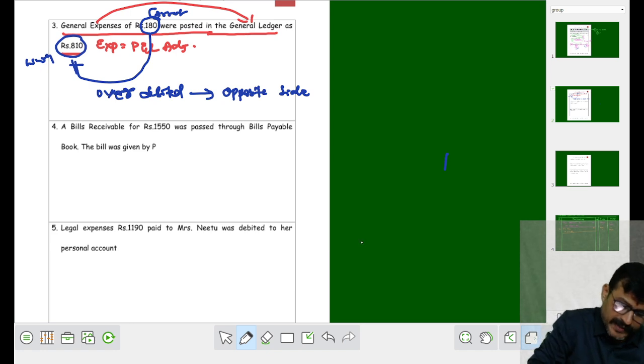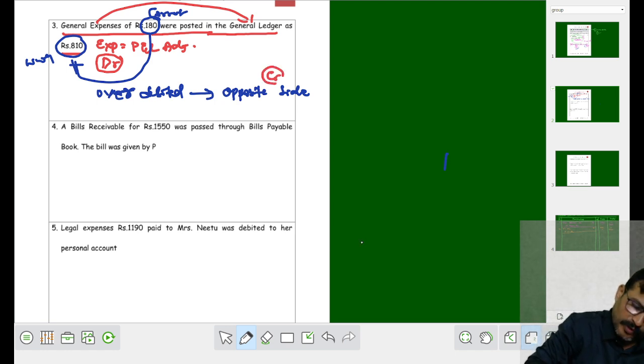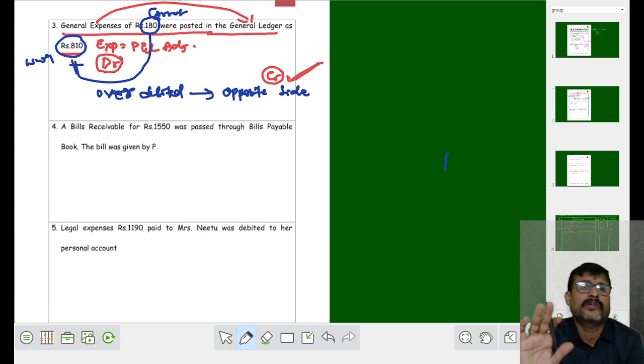See, when it is an expense, what is it? Debit. But what you have done is over debited. Over debited means we have to take it on the opposite side. Opposite side means the credit side. Got it, my dear student?